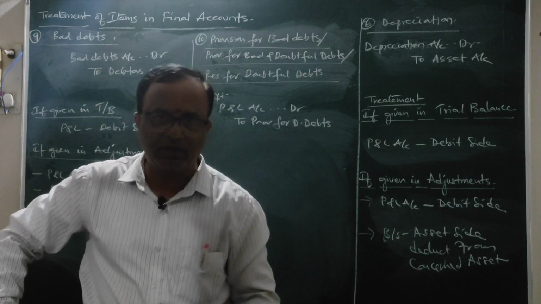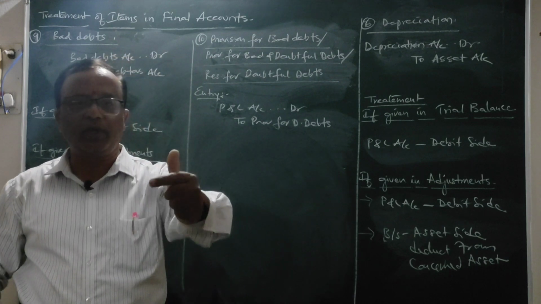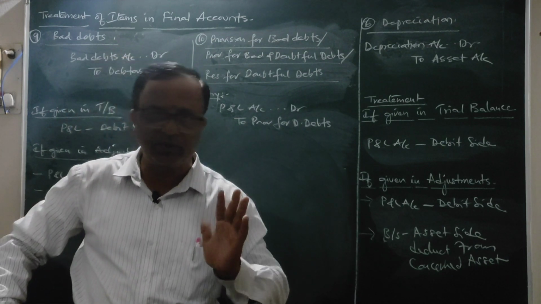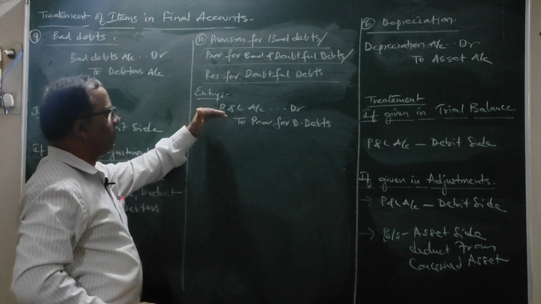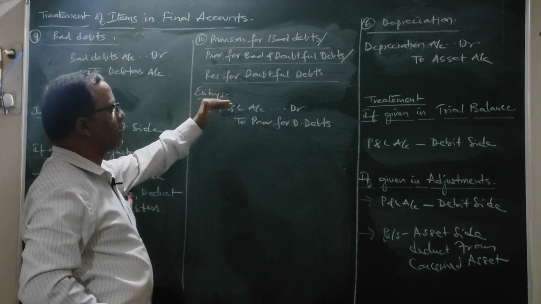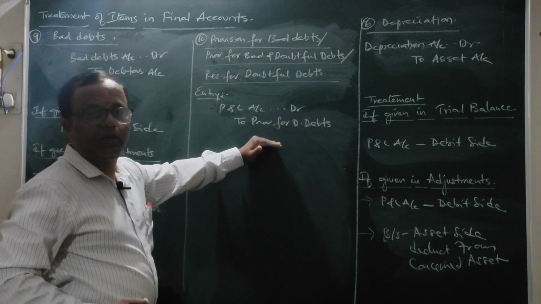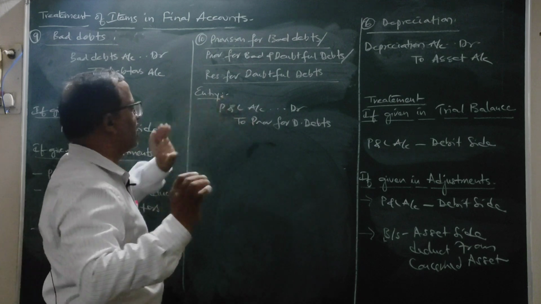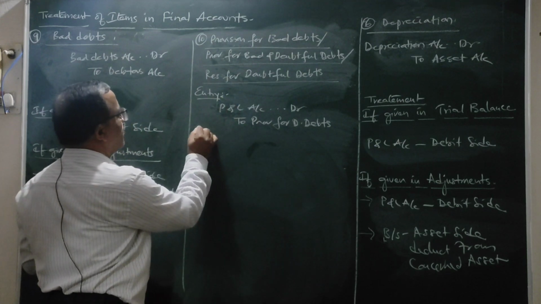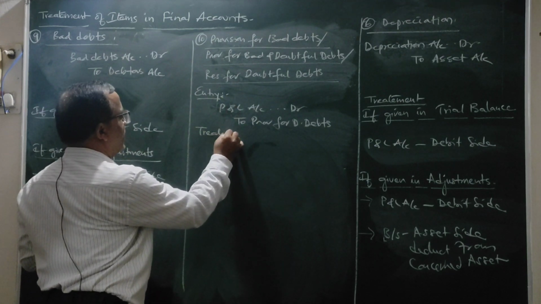Provision for taxation. So what will be your entry? Profit and loss account debtor to provision for taxation. Okay, so like that, for every provision, your entry will be profit and loss account debtor to that particular related provision. So this is the entry. Now here, regarding the treatment, if you observe here, treatment.